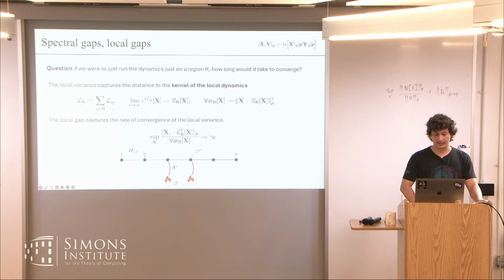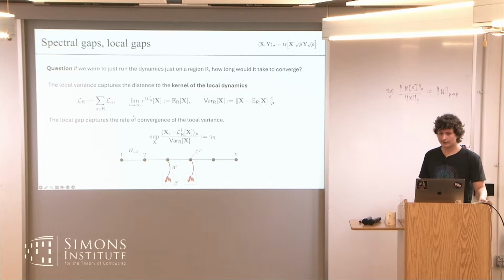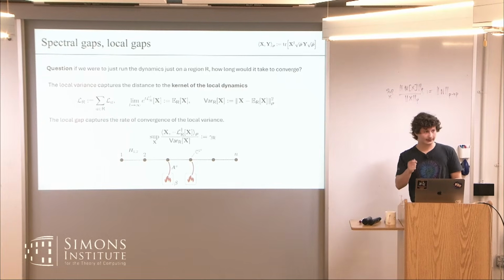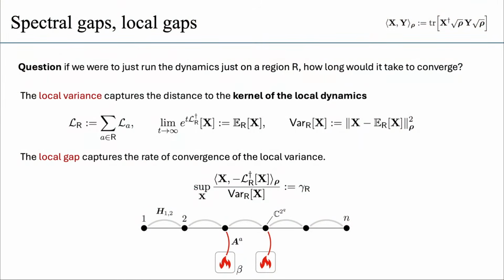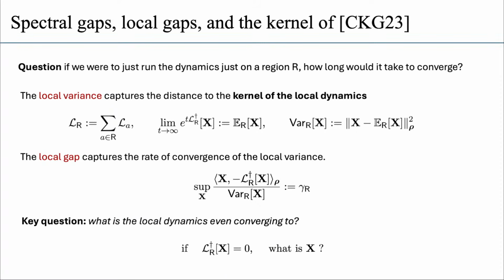So now that I've set up a lot of the definitions, the next two slides will be on a key concrete question which motivates a lot of the technical work we've been doing over the past year, which is, what is the local dynamics even converging to? If I tell you that I run these updates on a patch of 2 qubits and it's no longer doing anything, can I characterize structurally the fixed point that I've arrived at? Is it even clear that it is convergent?